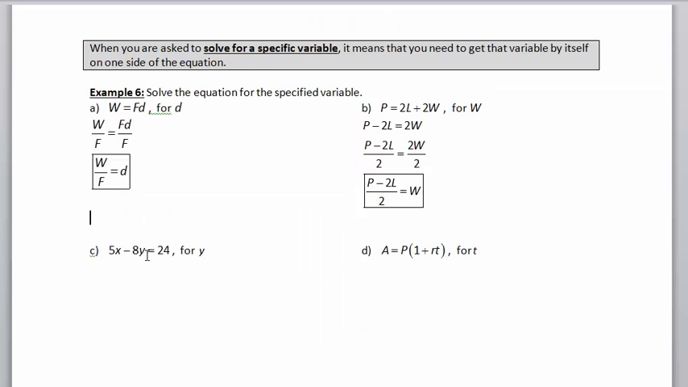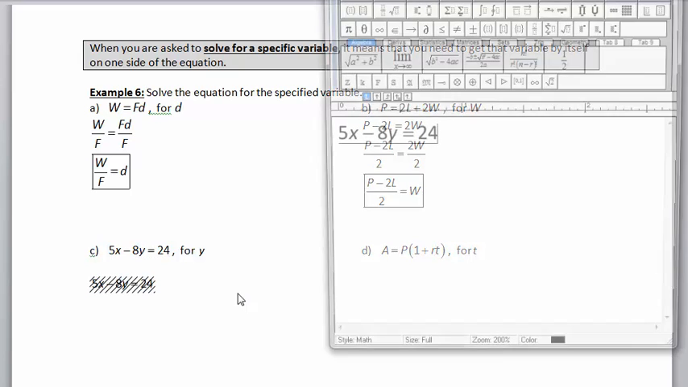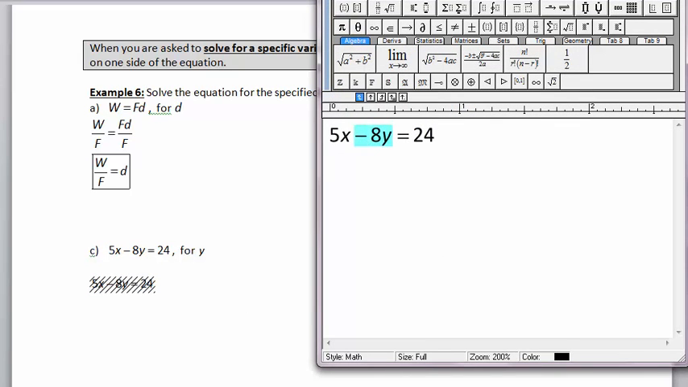Let's look at a few more. If I look at part C, I'm going to solve for y. So my goal is to get y by itself. The first thing we'll need to do is get rid of the 5x, since the 5x does not have any y's. So we'll subtract 5x from both sides. 5x minus 5x is 0. That leaves us with negative 8y equals 24 minus 5x.